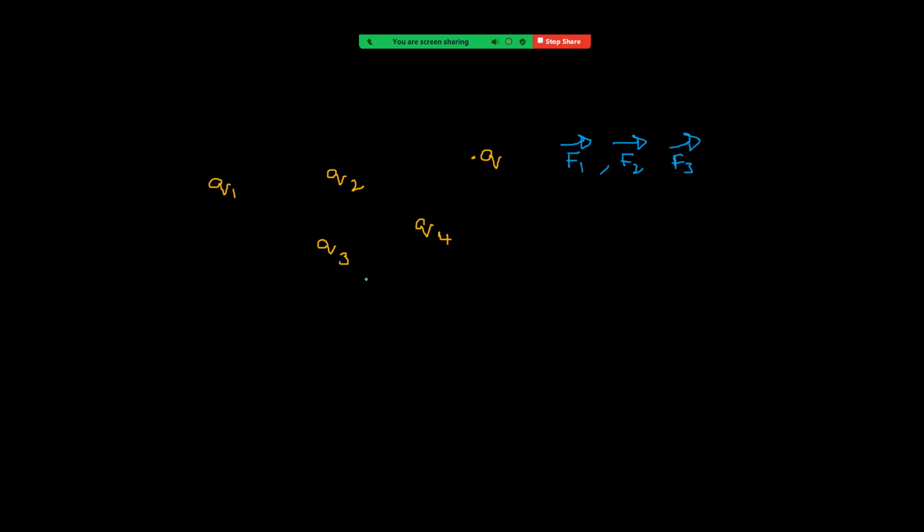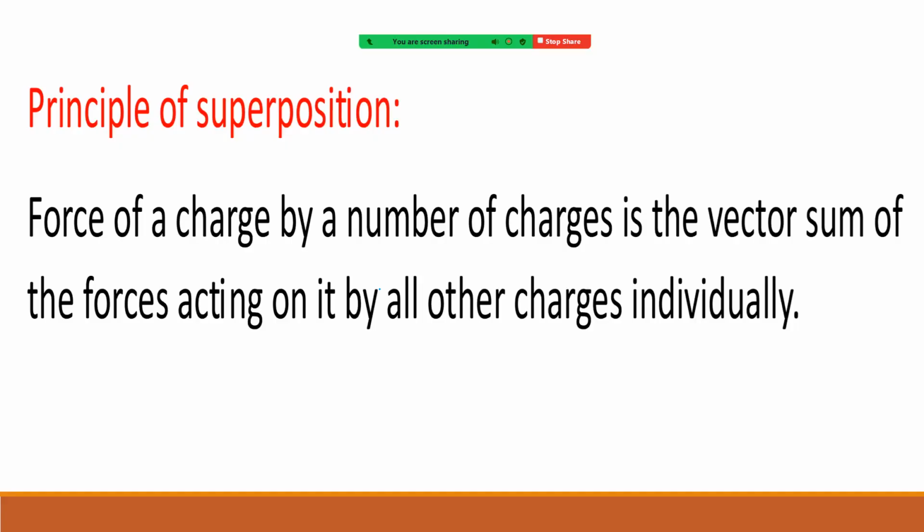Now, the net force acting on Q is given by the vector sum of all these forces. That is F1 bar plus F2 bar and so on. So this is what we call the principle of superposition. Whenever calculating the net force acting on a charge, we calculate the force due to each charge individually, then take the vector sum of all those forces. And that is known as the principle of superposition.